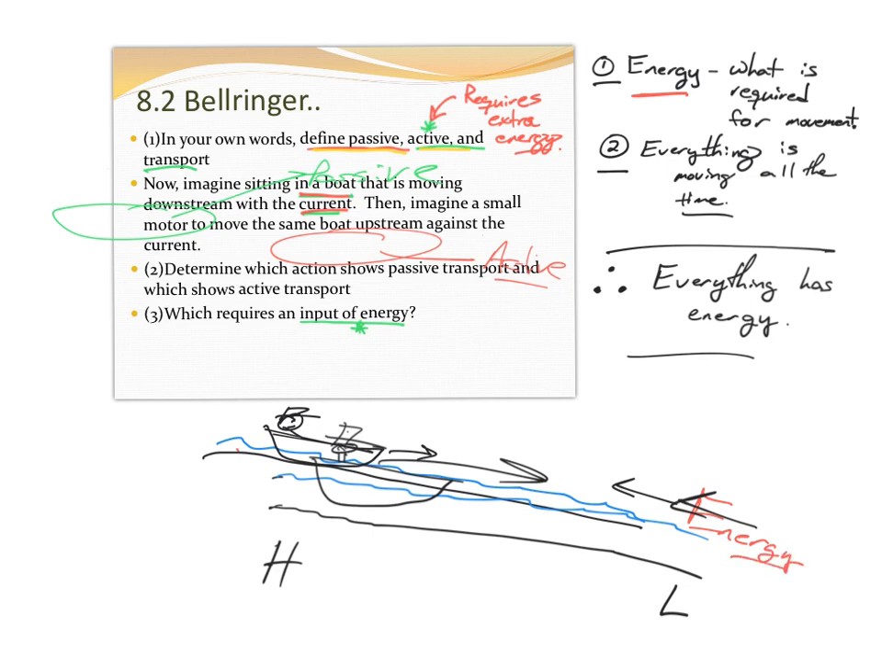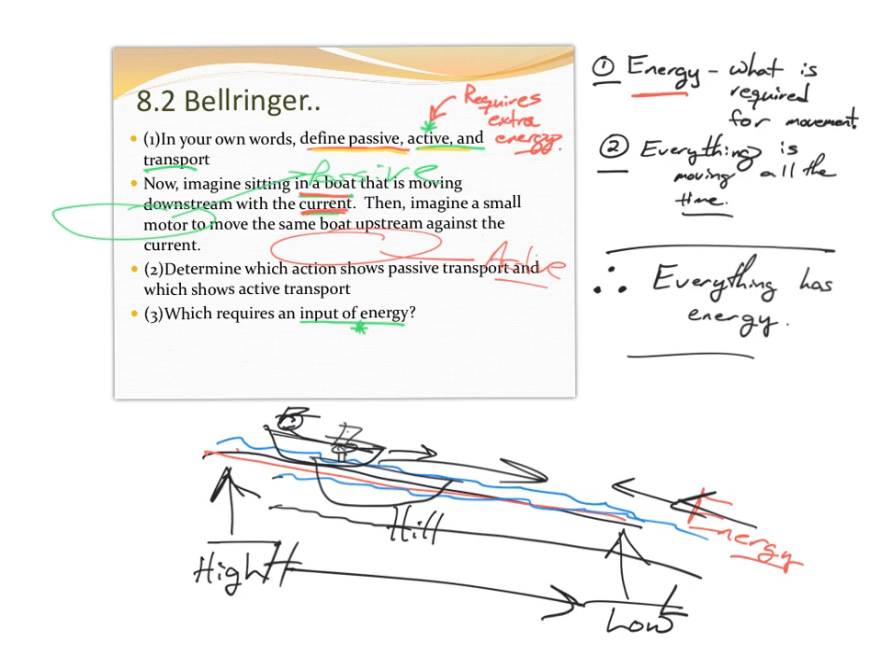So when you're going with the current, when you're going with the gradient, this is called the gradient, right? What is this part of the hill versus this part of the hill? Give me a word. High, steep, high. This side's high or more elevated. What's this one over here? Low or less elevation. So when you're going from high to low, it's passive. You don't need any extra energy. When you're going from low to high, now you're talking about active. You see the connection?